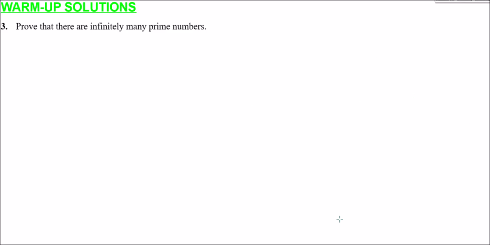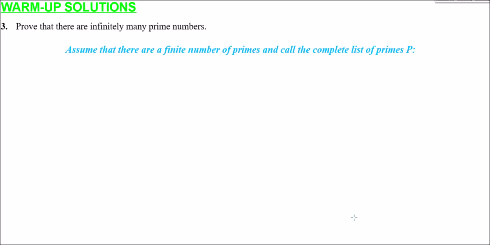Question 3. Prove that there's infinitely many prime numbers. This is an absolute must-know. So step by step, there's a few different versions of the proof. The one I think is most elegant, I'm going to present to you here. So, assume that there are a finite number of primes and call the complete list of primes capital P.